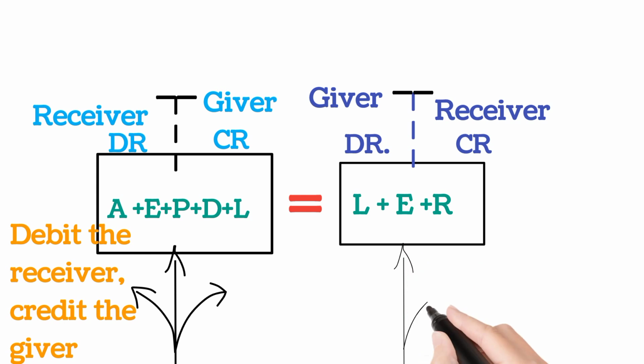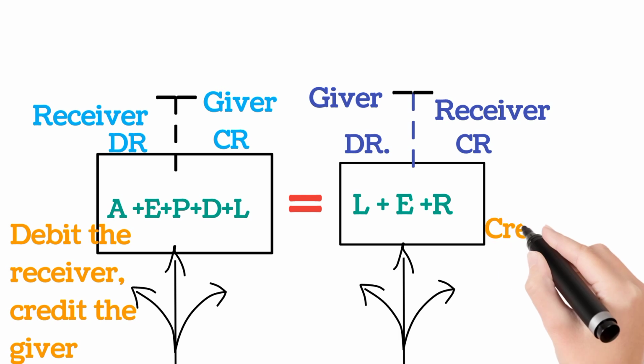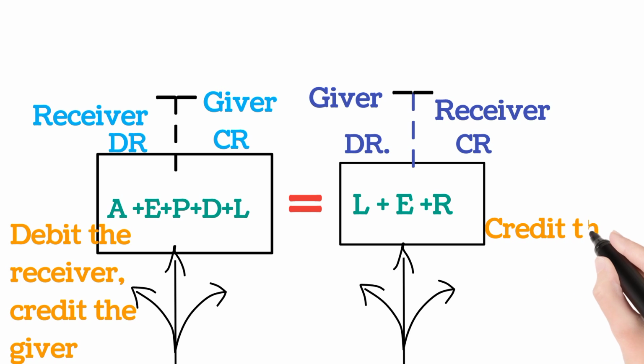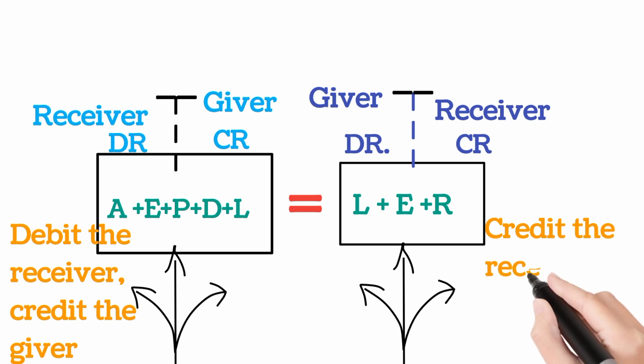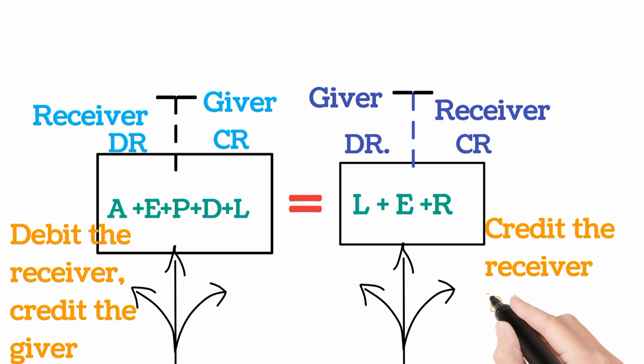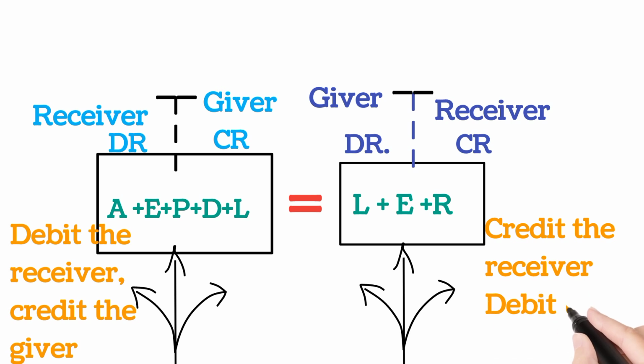In the same way, for the other side of the accounting equation, the golden rule is credit the receiver and debit the giver. For liability, equity, and revenue items, this rule is true for them at all times. Credit the receiver and debit the giver. These are the only two golden rules in accounting.